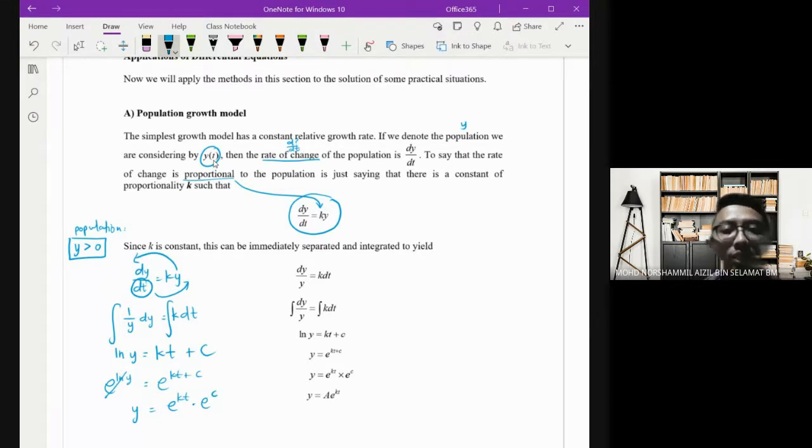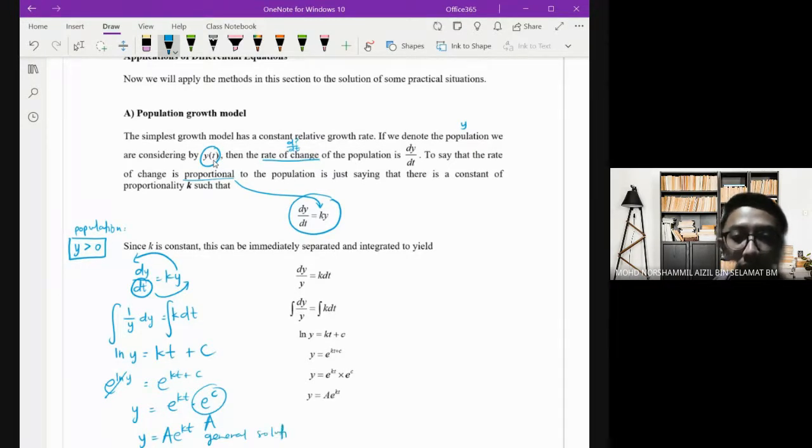Okay, exponential of a constant. Exponential is a number, guys. Number power of constant, something power of constant, so you will get a constant, right? So yang belakang ni kita boleh ubah dia jadi another constant. Okay, let's say we denote it as constant a. So a ni boleh bawa ke depan. So a exponential kt. So this is your general solution.